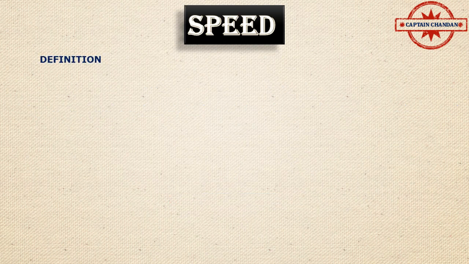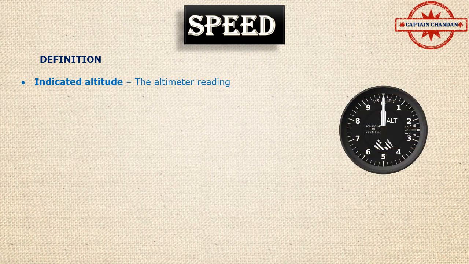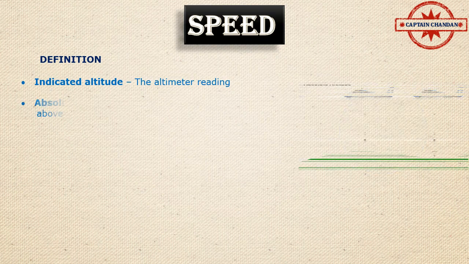We'll see some definitions. Indicated altitude: it is the altimeter reading. The altimeter gives altitude based on a pressure setting. If we set the pressure at sea level, it gives altitude from sea level. For height from the ground, we have to set the pressure at that ground level.